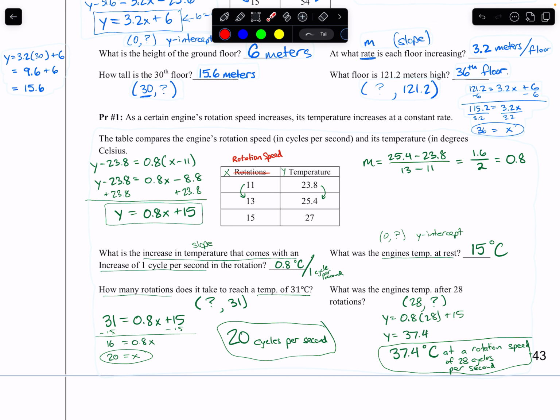Okay, and again, we've got 4 questions here. This first one is talking about a change for each cycle, so that's a slope. The second one's asking for the engine temperature at rest. At rest means it's not spinning at all, so x is 0. The third question is asking the speed of the engine's rotation when the temperature is 31, so it gives us a y coordinate. We need to find an x coordinate. And the last question gives us a speed, 28 rotations per second, and so we have to find a y coordinate to match it.